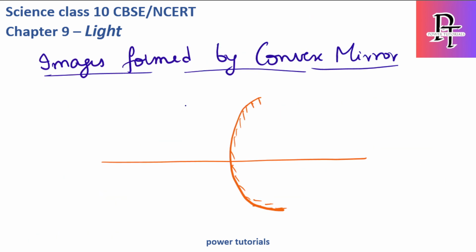Okay, now we are going to cover the images formed by convex mirrors if it is placed at 2 places only, because we always place the object at the left side.